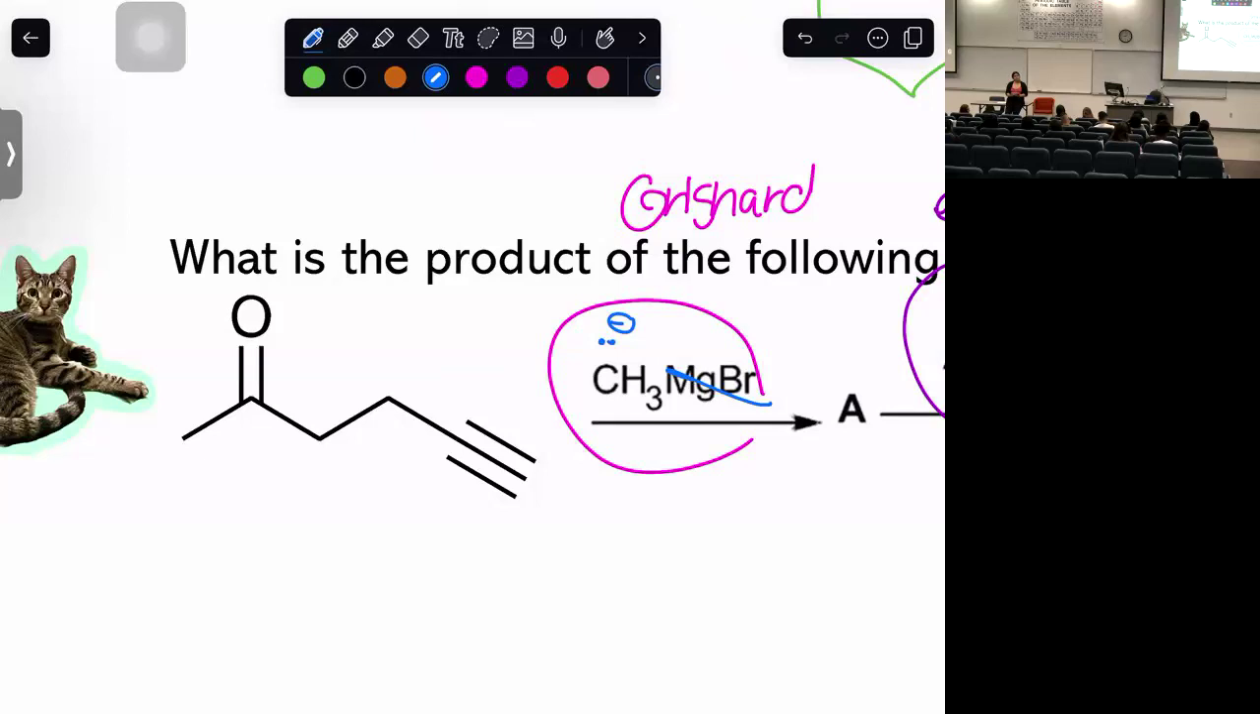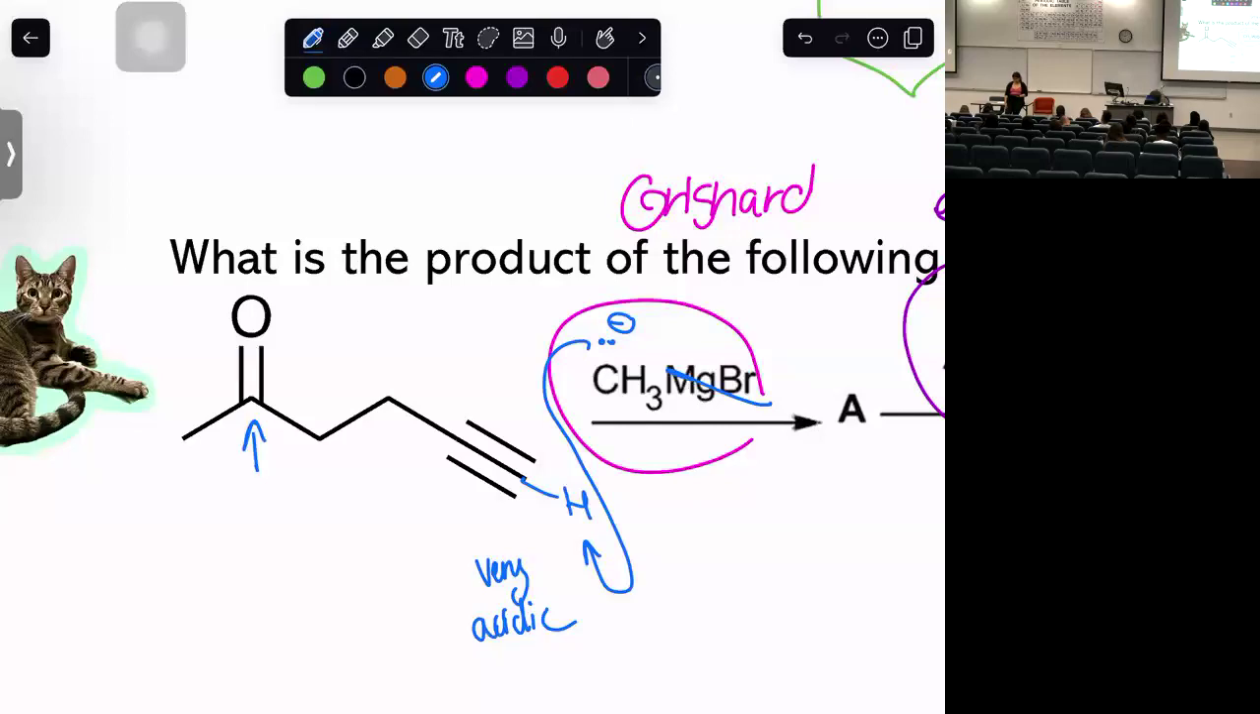Why the one in the triple bond? Why can't I just attack this carbon in here? You are correct. But what was the reasoning behind it? Because it's an acidic hydrogen. Remember, terminal triple bonds, these guys are very acidic. So remember, whenever you have anything acidic, that overrides your reduction.